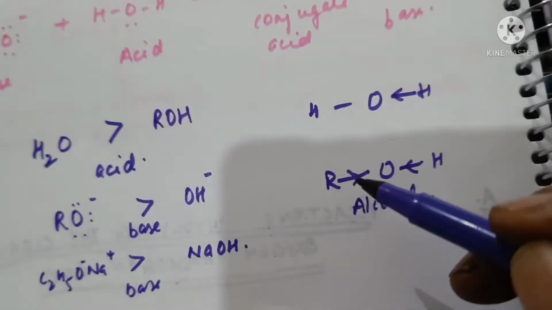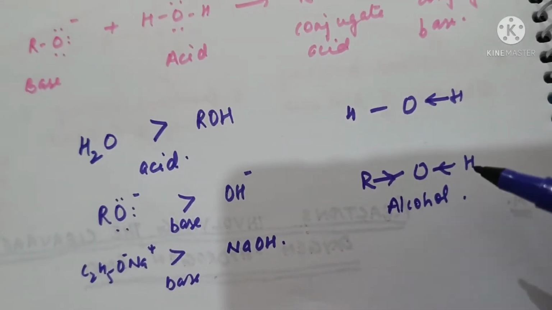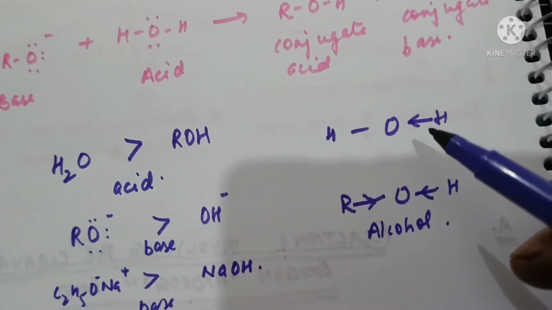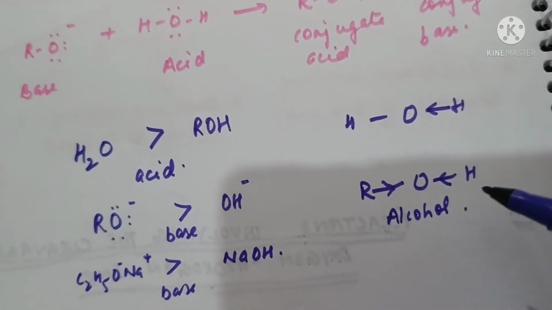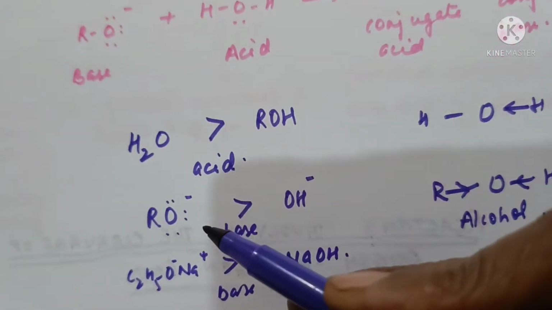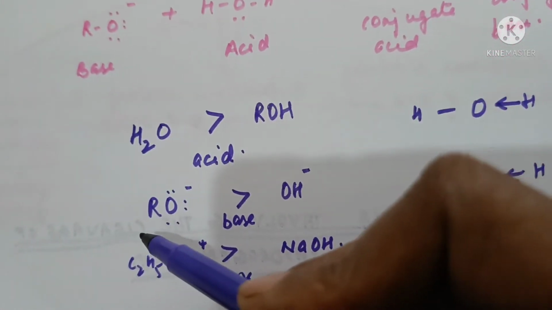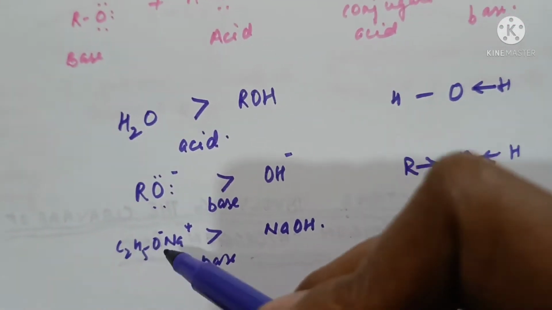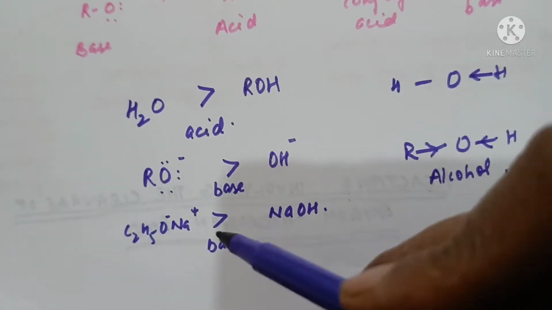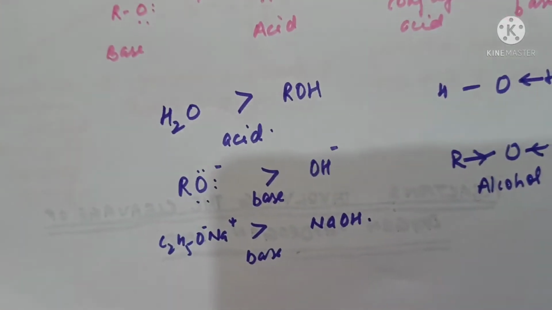So because there is an electron releasing group in alcohol which is not there in water, water is a stronger acid than alcohol. And if you compare the bases, then alkoxide ions are a stronger base than hydroxide ion. For example, sodium ethoxide will be a stronger base than sodium hydroxide.